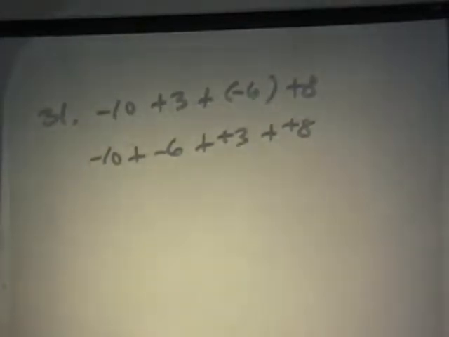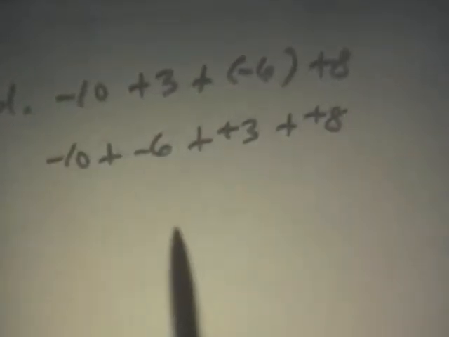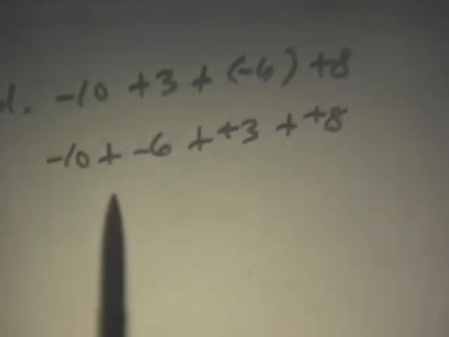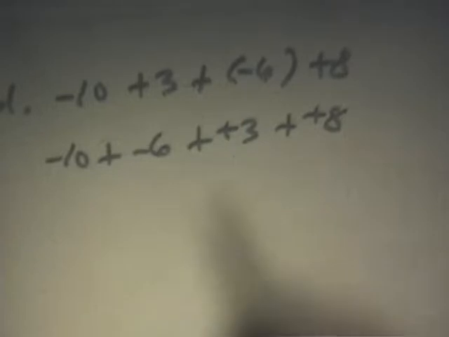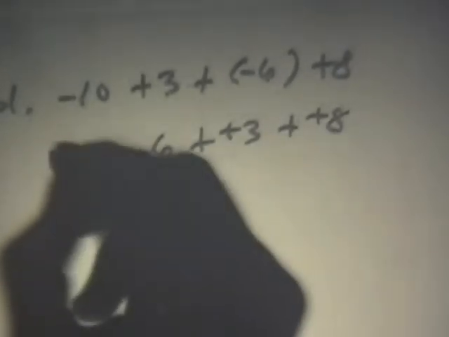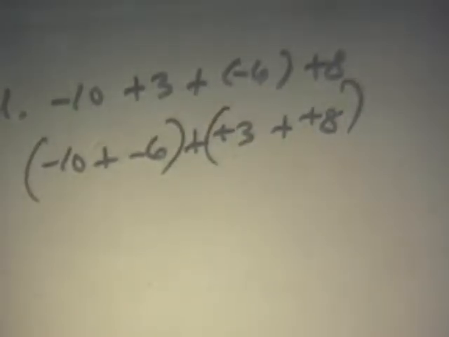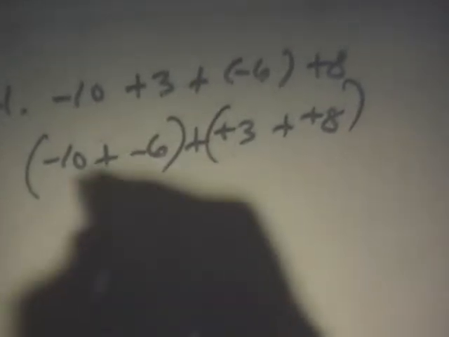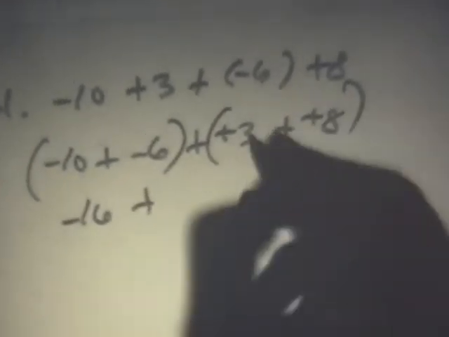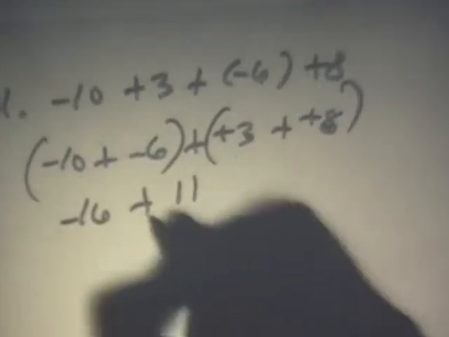Look what I've done here. So basically, what property am I using here? I'm basically using the commutative property of addition. That's what I'm doing. So that allows me to group the negative terms together. Now, how much is negative 10 plus negative 6? That's a negative 16. Plus, positive 3 plus the positive 8 is a positive 11.